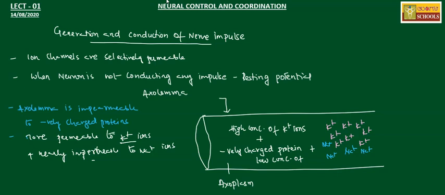Now what about the case of ECF? I told you that outside this axon, ECF is present, and in the ECF, what does it contain? In ECF, it is opposite to that in the axoplasm. So in this case, it has a low concentration of potassium ions, and there is a high concentration of sodium ions.